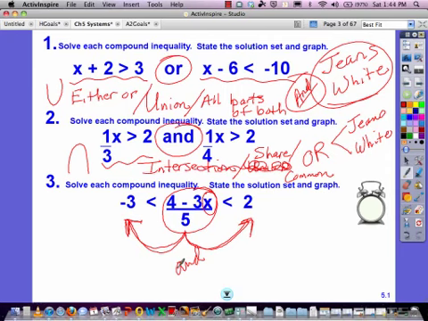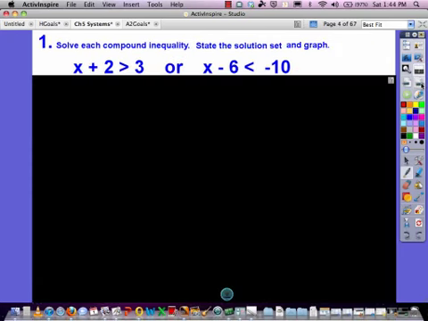So let's look at these three and let's actually graph them individually. So this first one: solve each compound inequality, state the solution set, and graph. So we're about ready to do that.